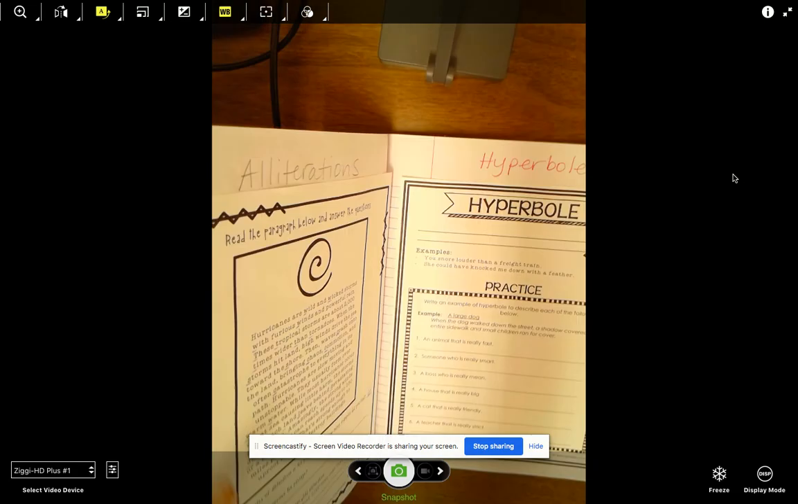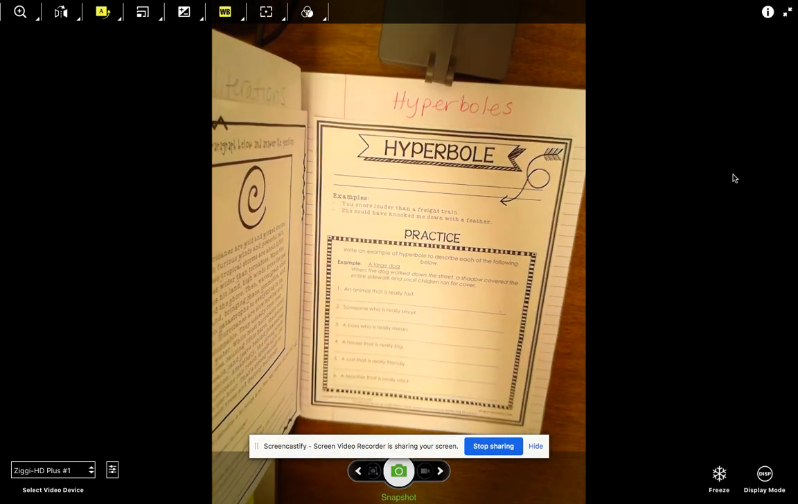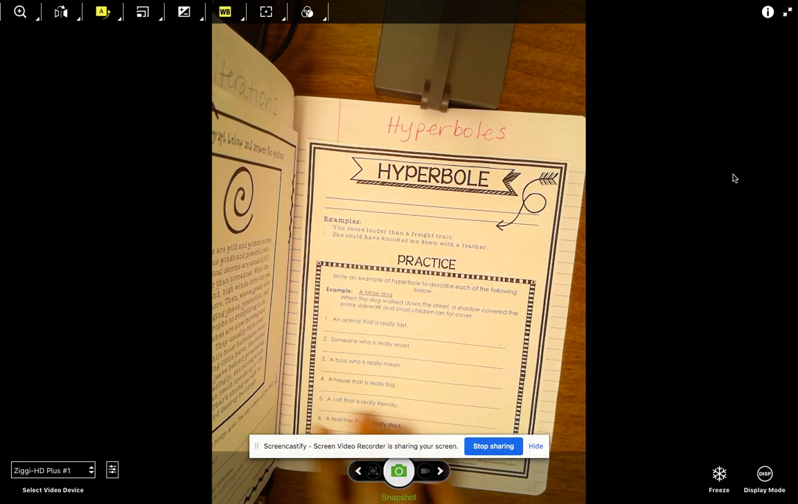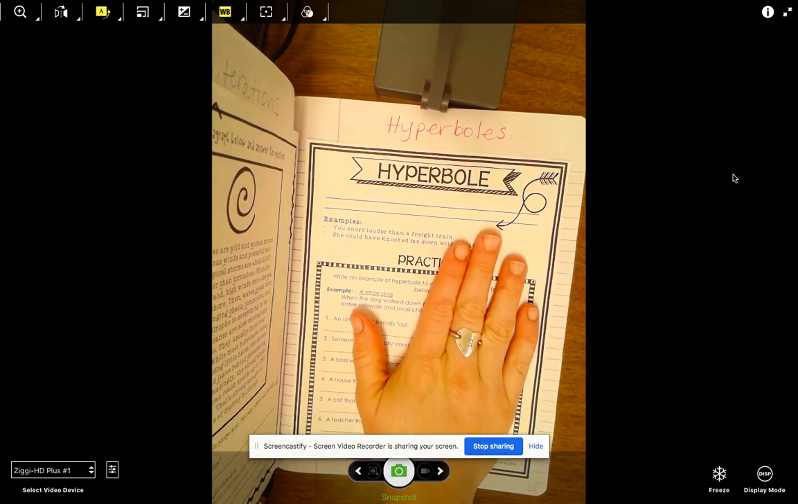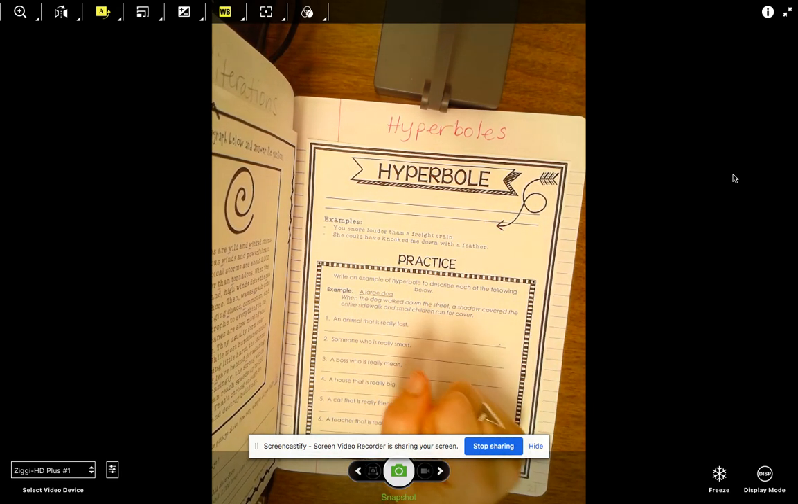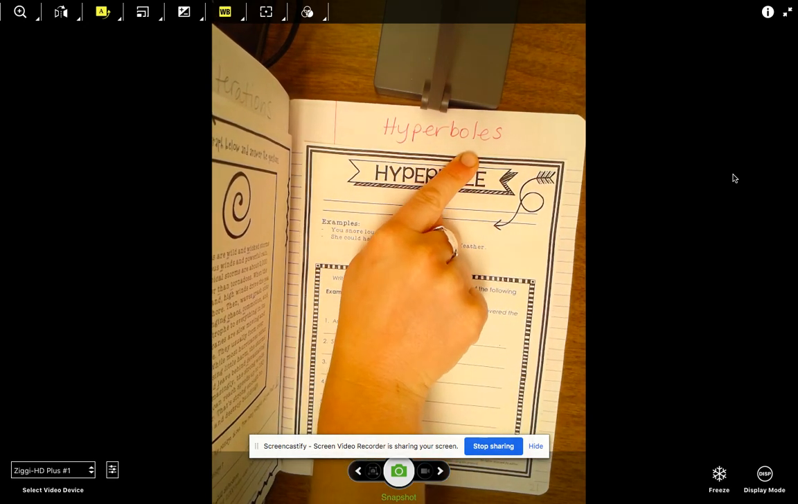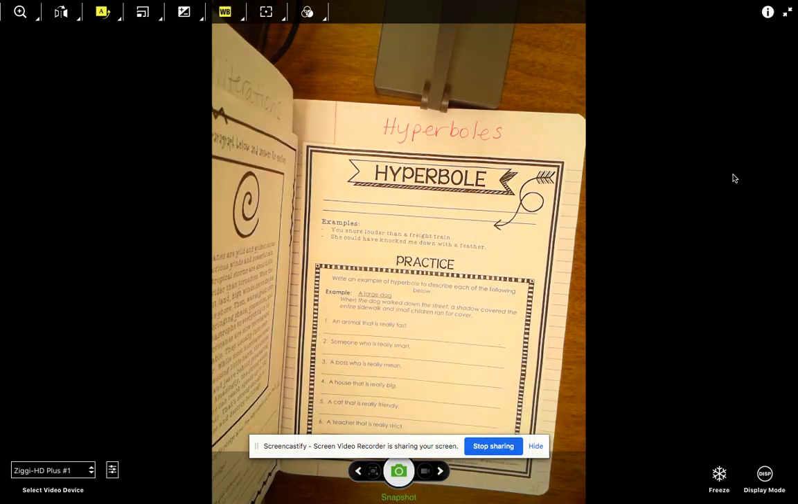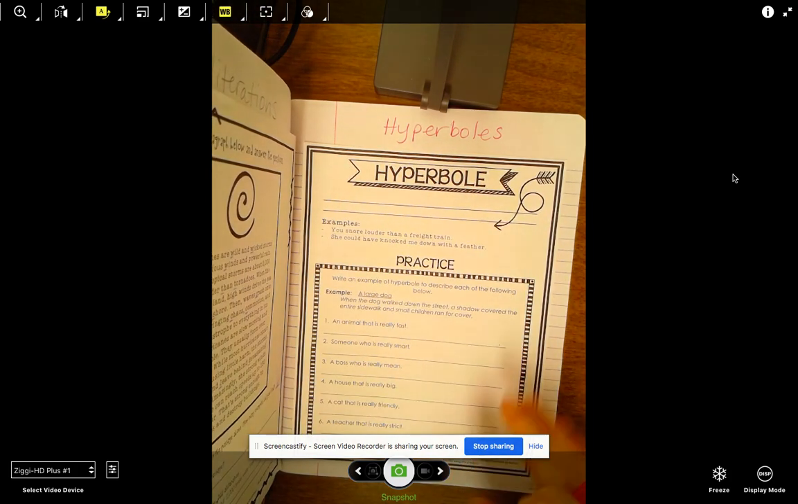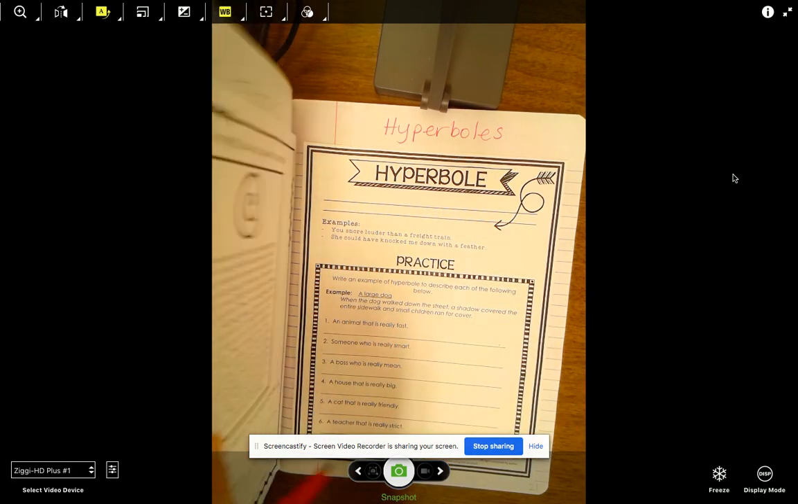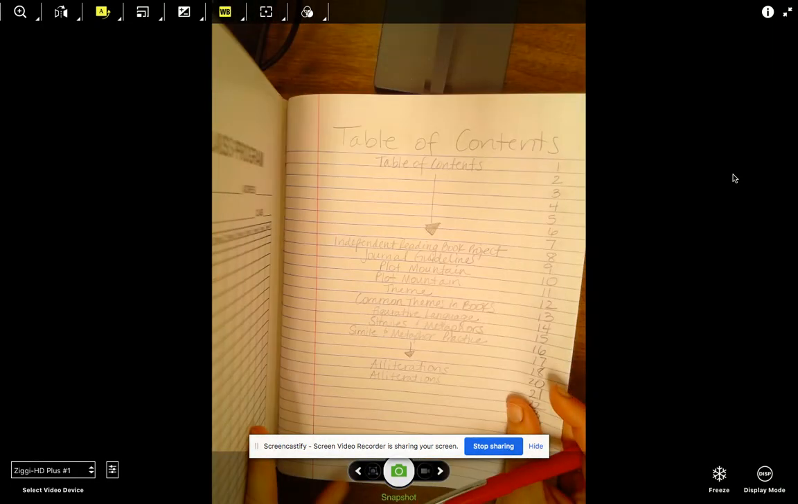You are going to be taking the next page in your figurative language packet, and we are going to be cutting that all the way around the outside and gluing the whole thing down in the next available page in our reading composition notebooks. Hyperboles is going to be the title on top of your page. Once you get that written down and your page cut out, the whole back side of it glued into your composition notebook, you can copy down your title in your table of contents.